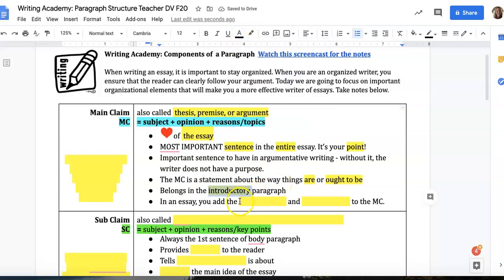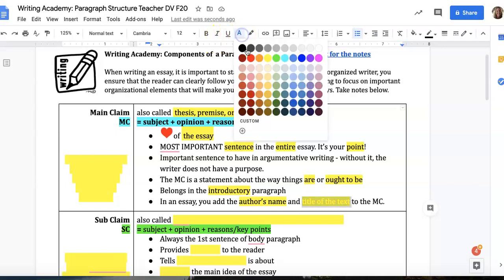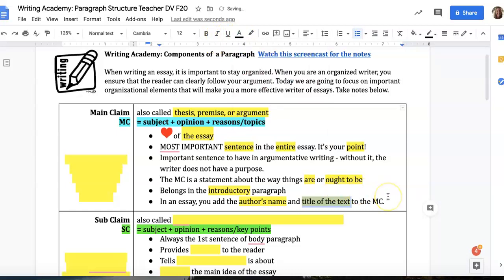So in an essay, when you write your main claim, you have all of your points, you have your opinion and the subject. You also have to make sure to include the author's name if you are writing about literature like we are for Of Mice and Men, and you also need to include the title of the text. When you do that, then your reader will know exactly what your whole essay is going to be about and what you'll be referencing all the way throughout.